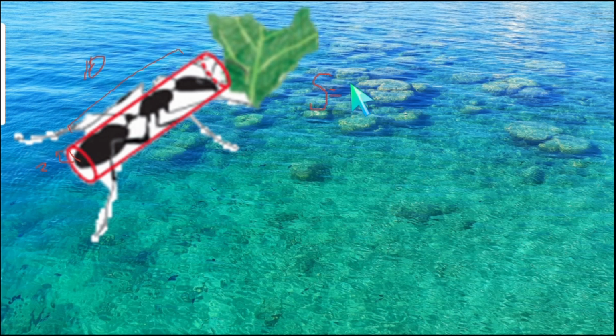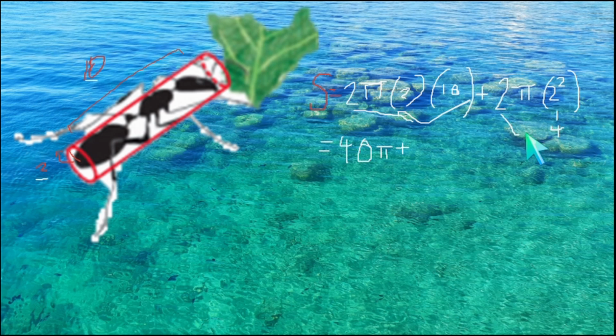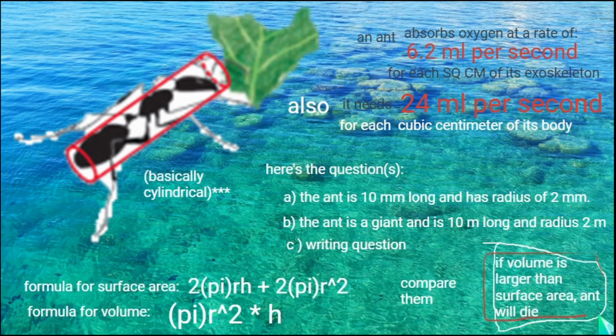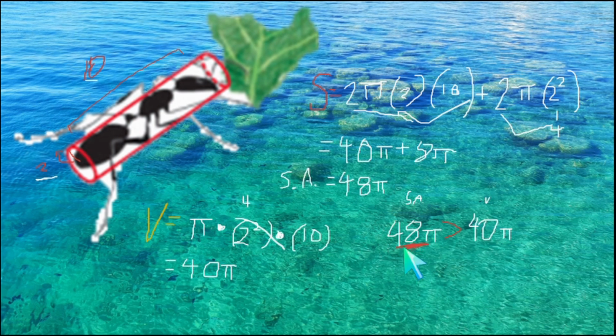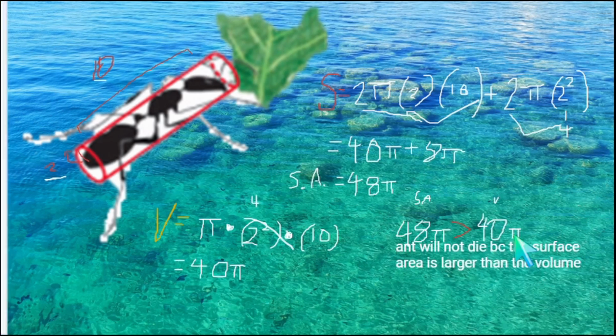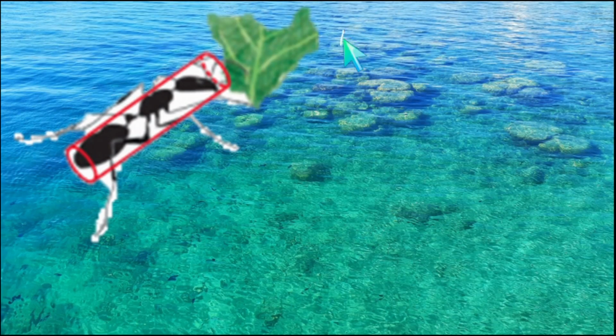So for question A, we want 10 millimeters and 2 millimeters as the radius. 10 millimeters is the height. We have the formula from the previous page, and we just substitute our values in. We find our surface area is 48 pi. And then for volume, we do the same thing. It's pi r squared times the height, and we substitute everything in, and we find that it's 40 pi. So the surface area is actually larger than the volume, so the ant will not die. And this makes sense because the ant's small, right? This is the usual size of an ant.